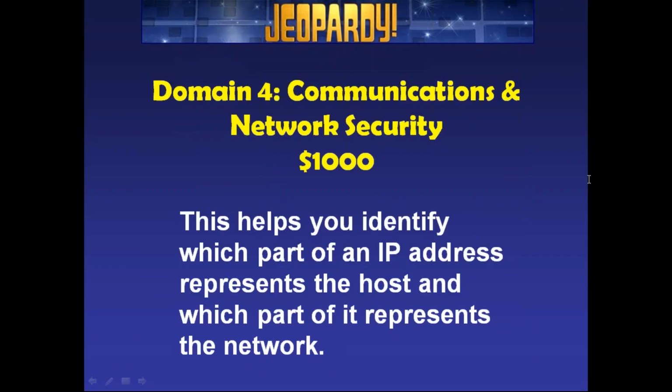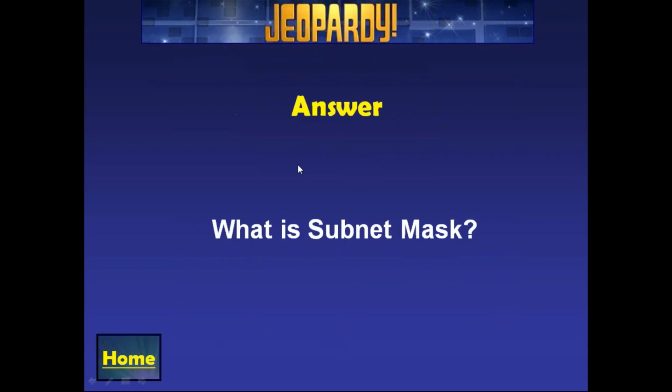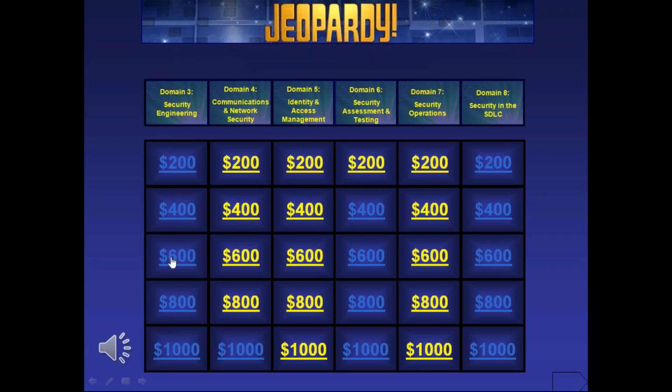First correct response, Roger the Terminator. What is subnet mask? It helps you identify which part of your IP address represents the number of hosts that will be available on the network and which part of it represents the number of networks available to an organization. All right, Roger. Okay, domain 5 for 600.